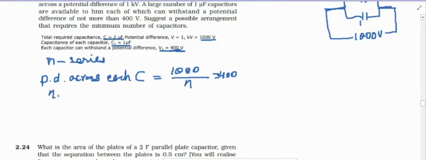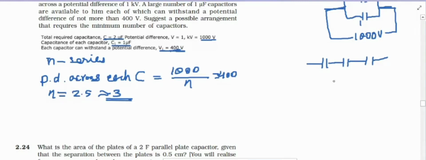Therefore, what is the value of n? You will get around 2.5, but you cannot connect 2.5 capacitors. Either you can have 2 or you can have 3. Suppose it is 2, then the voltage becomes 500, which is not possible. Therefore, the only option is 3 capacitors. n is equal to 3, which means you have a series connection in which 3 capacitors are connected like this.